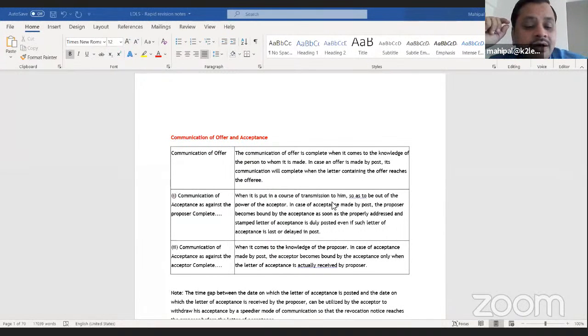What do you mean by the term reasonable time? Reasonable time is a matter of fact and depends upon the circumstances of the case. If I want to sell my oranges, what is the reasonable time to accept? Within a day or two, because they are perishable goods. But if I want to sell my bungalow, it might be 1 week, 10 days, depending upon the circumstances. So whenever time is not mentioned, the law says reasonable time, and this is a matter of fact, depending upon the circumstances of the case. Clear?